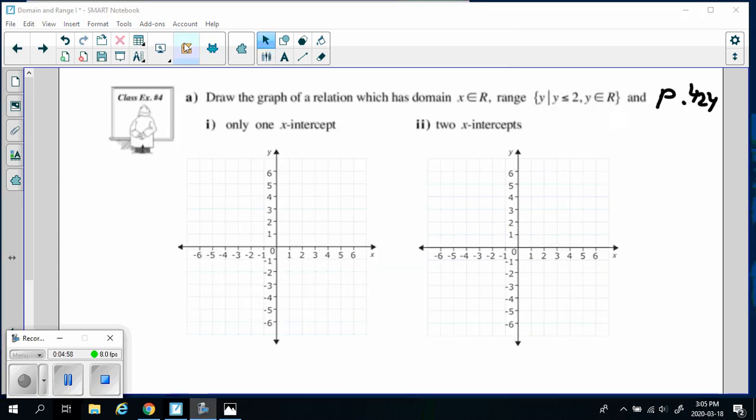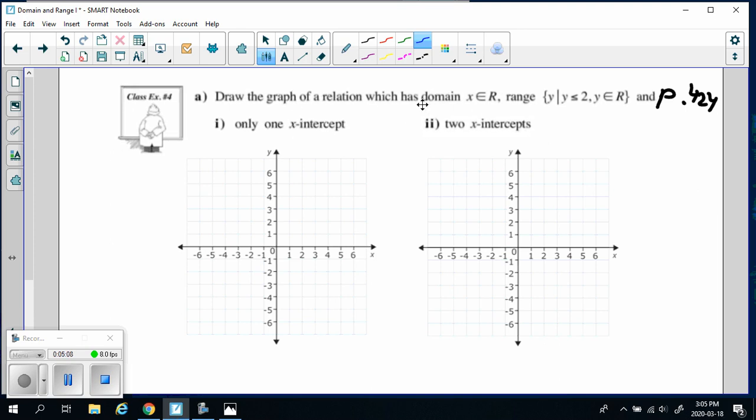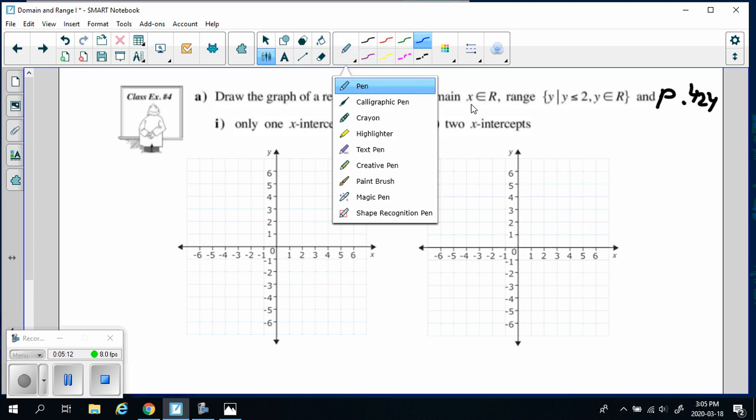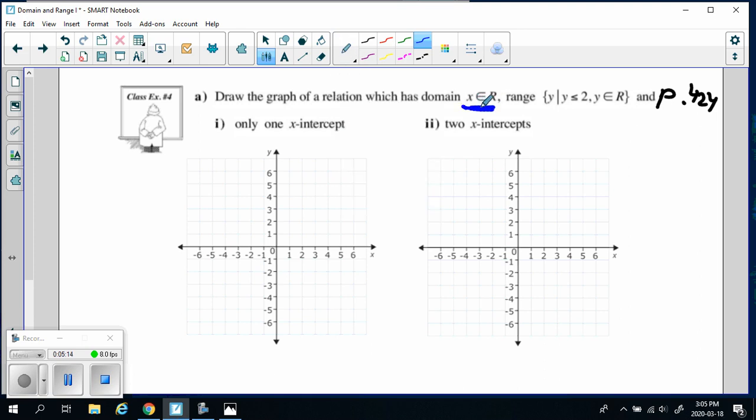We are still on page 424, but this question actually asks us to draw the relation that has these restrictions on it, which is interesting. So it says draw the graph of a relation which has this domain, which is x as an element of the reals. So we will draw this domain. That means everything. So all the values of x are going to get hit. And then it has this particular range. Y is less than or equal to 2.